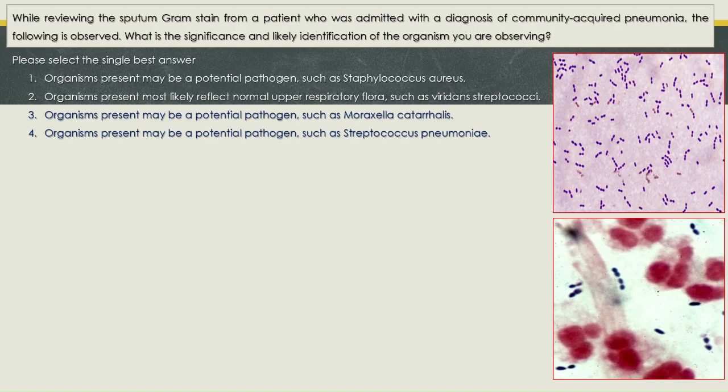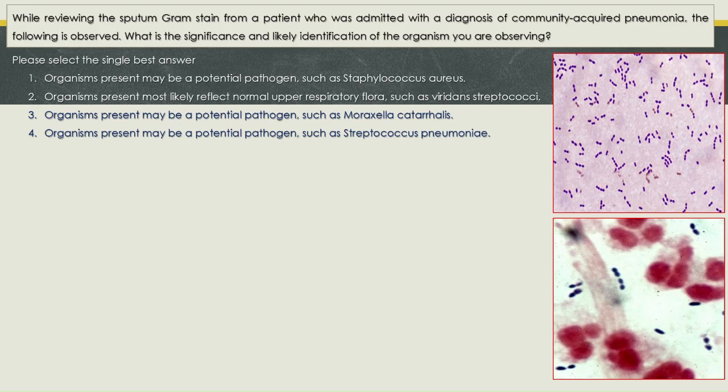1. Organisms present may be a potential pathogen, such as Staphylococcus aureus. 2. Organisms present most likely reflect normal upper respiratory flora, such as viridans streptococci. 3. Organisms present may be a potential pathogen, such as Moraxella catarrhalis. 4. Organisms present may be a potential pathogen, such as Streptococcus pneumoniae. The correct answer: 4. Organisms present may be a potential pathogen, such as Streptococcus pneumoniae.